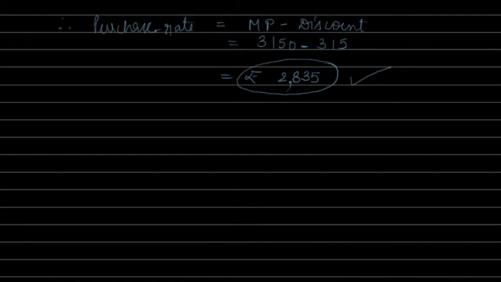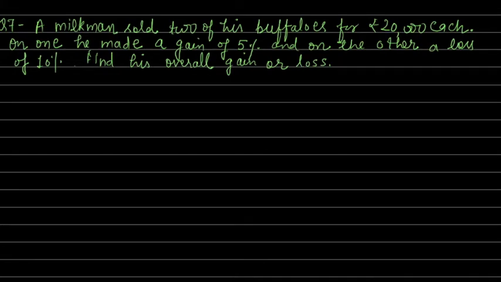Let's see question number 7 of this exercise. A milkman sold 2 of his buffaloes for 20,000 each. It means there are 2 buffaloes, the cost of one buffalo is 20,000 rupees, and this word "each" again, the cost of the second buffalo is also rupees 20,000. So SP is given. On one he made a gain of 5% and on the other there is a loss of 10%. You have to calculate the overall gain or loss. Here you don't need to calculate the gain percent or loss percent. We will only leave it as overall gain or overall loss.